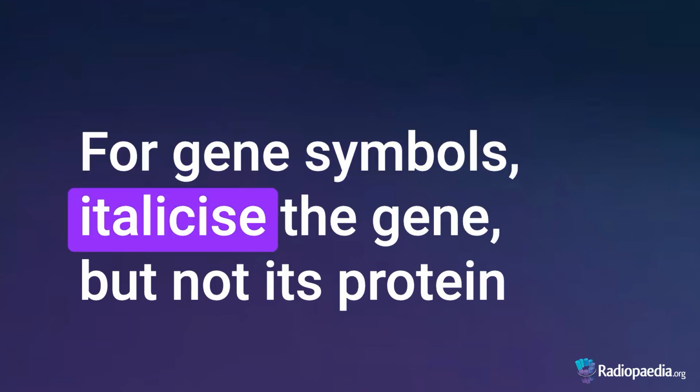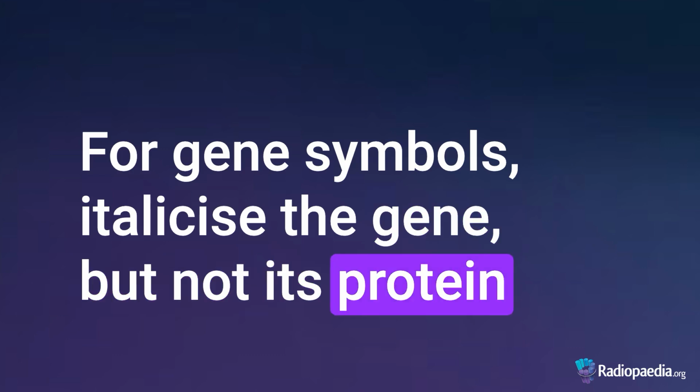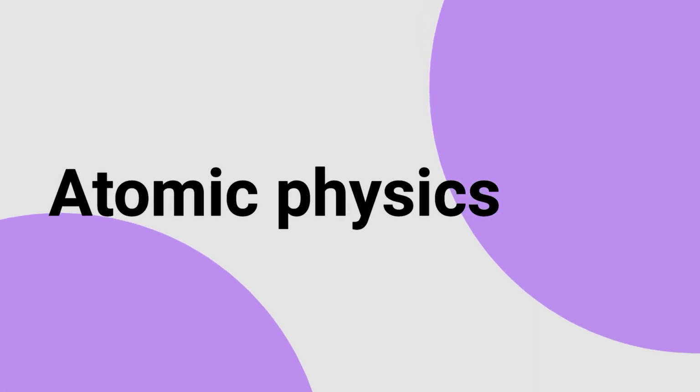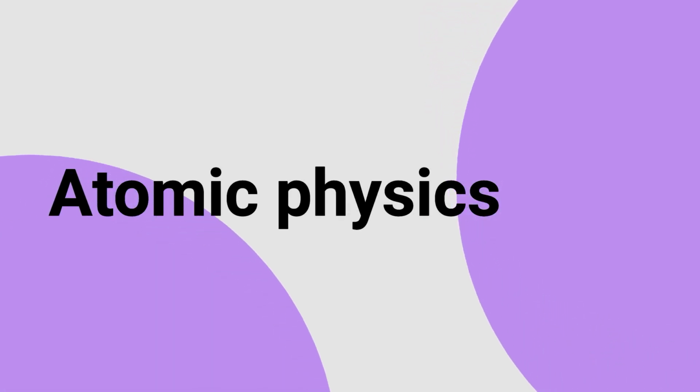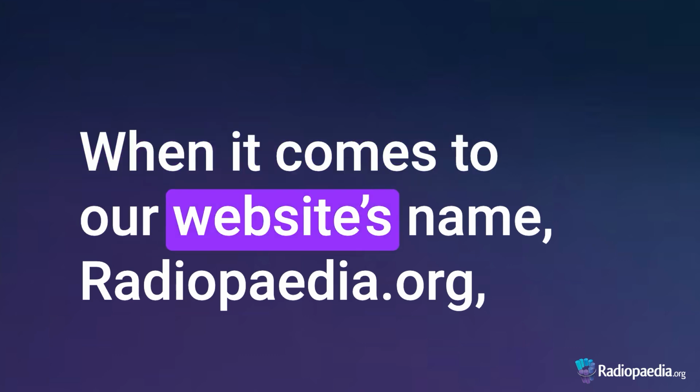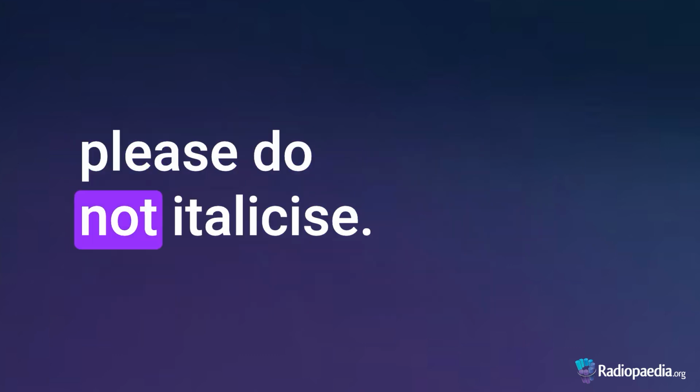For gene symbols, italicize the gene, but not its protein product. This helps simplify readability. In atomic physics, make sure to italicize symbols for atomic and mass numbers, Z and A, respectively. When it comes to our website's name, Radiopaedia.org, please do not italicize.